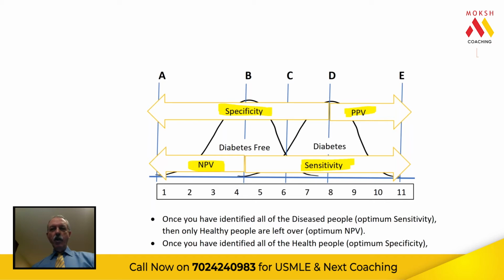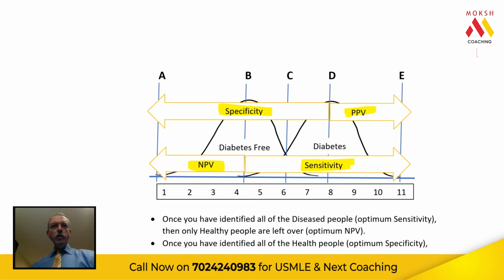Positive predictive value, only disease. Now, people do tend to confuse sensitivity and positive predictive value, but I want you to notice by this conversation, these are very different things. When I want to make sure I get everybody's disease, sensitivity. When I want to make sure I only have disease people, positive predictive value.